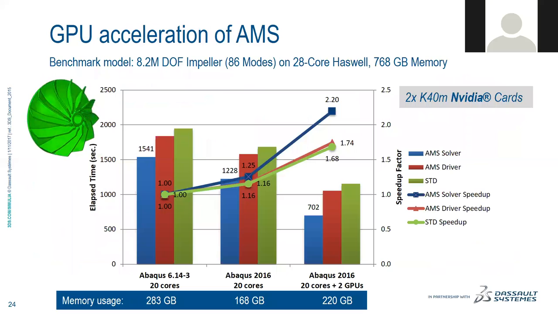So here is a benchmark model for this AMS. This is an impeller, and it has 8.2 million degrees of freedom. You can see 28 cores were used, with 768 gigs of memory. The idea here is that it is 70% faster when you leverage your GPU. So there has been an effort in improving this GPU acceleration in AMS as well.